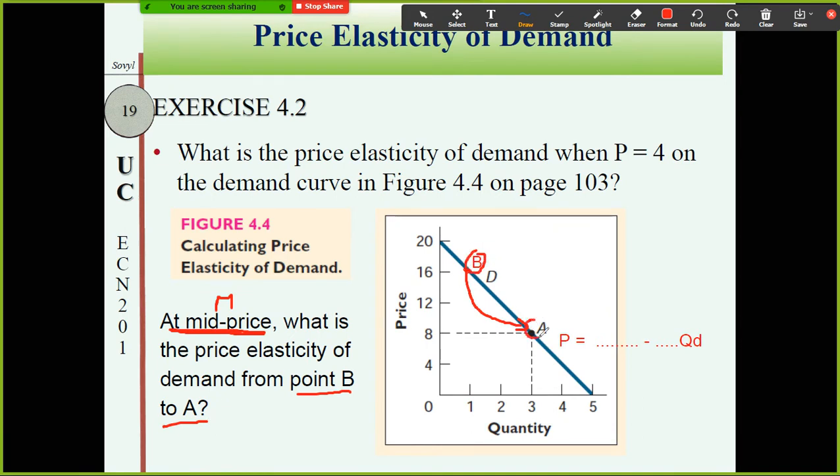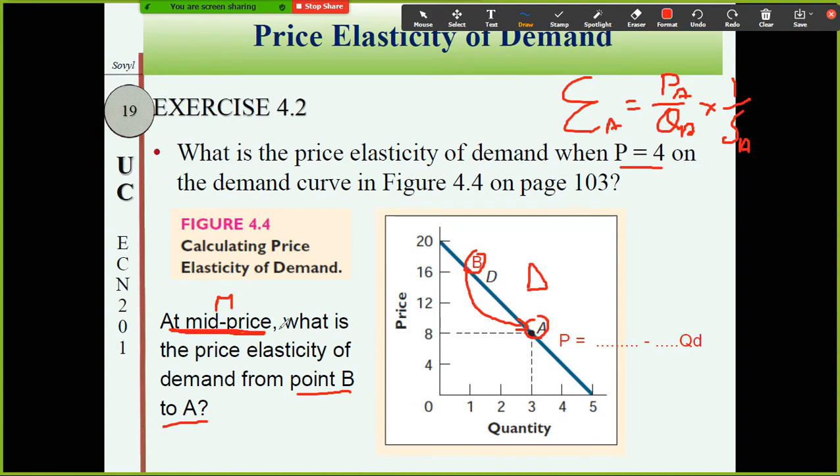Point B, point A. B to A is about change. That's why, even though you have the graph, this question may not be the same, because this question is asking only one point. If they are asking for elasticity at one point, for example point A, you need to use the formula for one point: PA over QA multiplied by 1 over slope A.